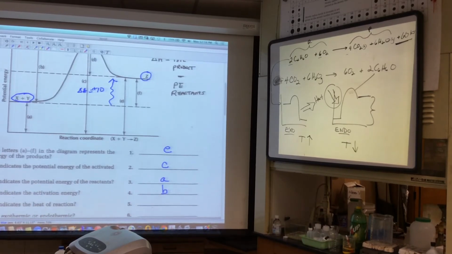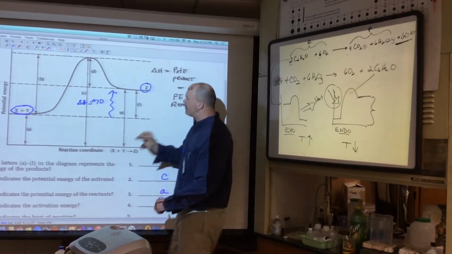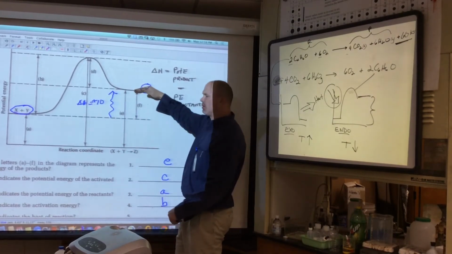Which letter indicates the heat of reaction? Heat of reaction, the delta H, the enthalpy, the difference of where I start and I finish.